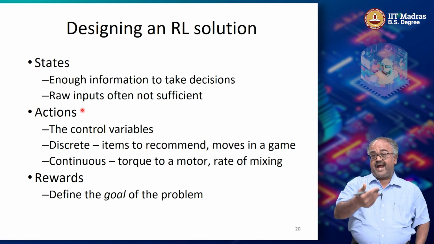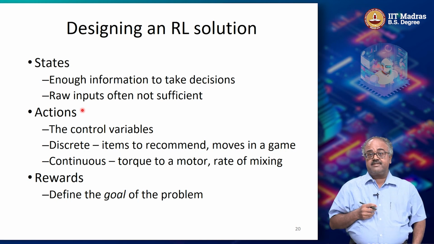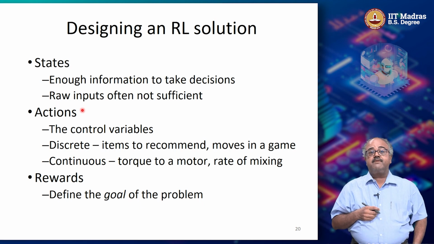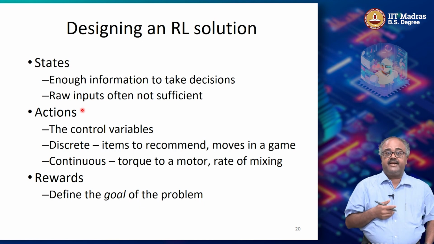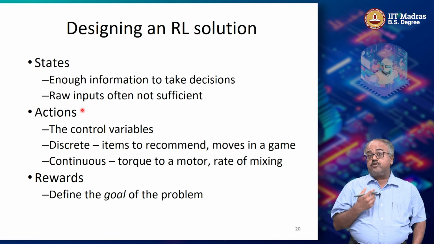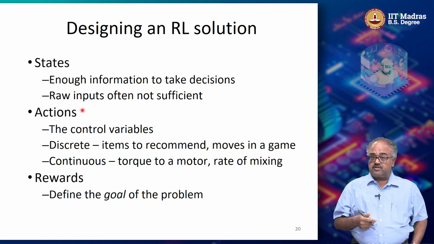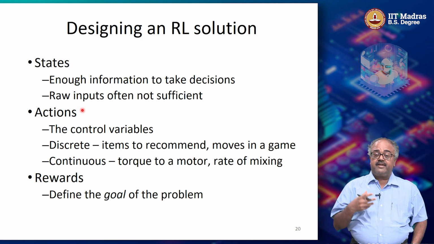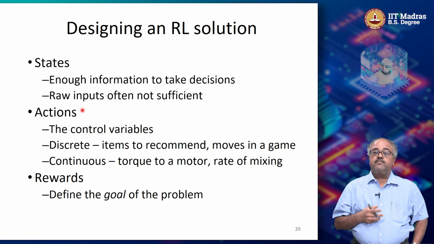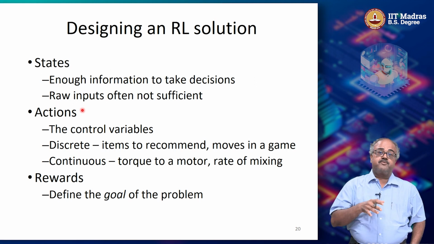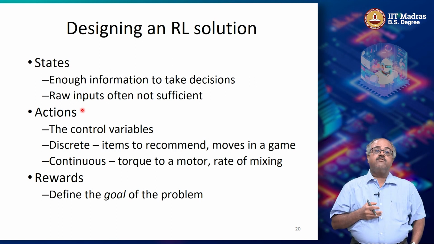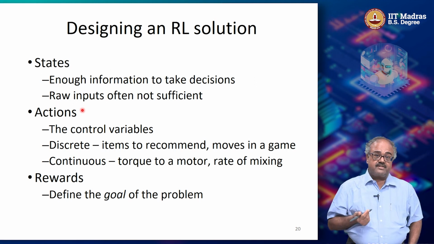Or it could be items to recommend. We talked about recommendation systems, so the items to recommend could be the action. So I have these nice discrete actions. Or it could be continuous. So continuous actions could be like I have a robot that I'm controlling, or a car that I'm driving. It could be some kind of a torque that I give to the motor, or the pressure with which I push a pedal. So all of these could be continuous actions.